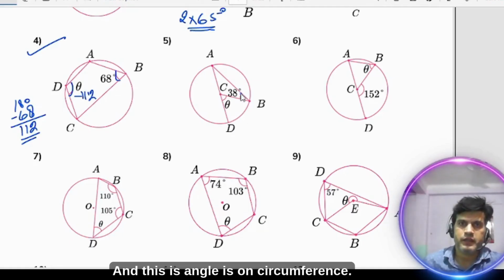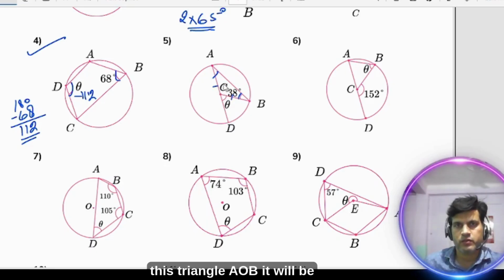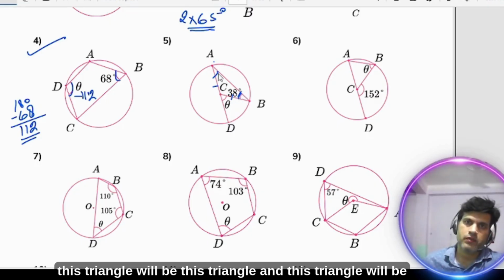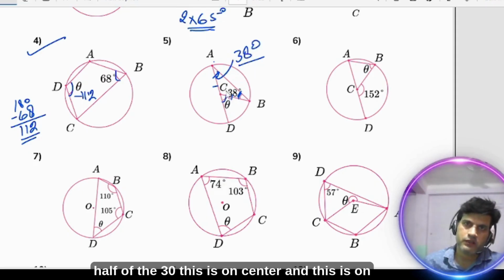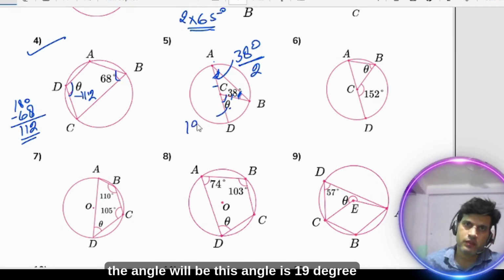And this angle is on the circumference, and this will be the same because this is a radius. So this triangle AOB will be an isosceles triangle. So this triangle and this triangle will be equal. So angle A is how much? It is 38 degrees. This is on the centre and this is on the circumference. So angle theta will be half of 38, divided by 2. So this angle is 19 degrees.